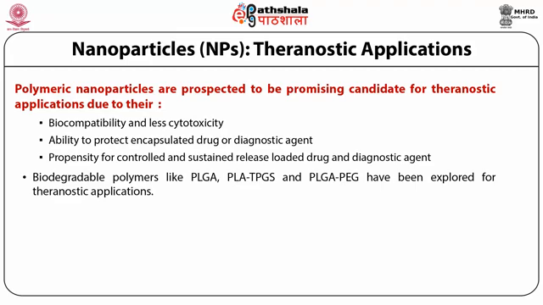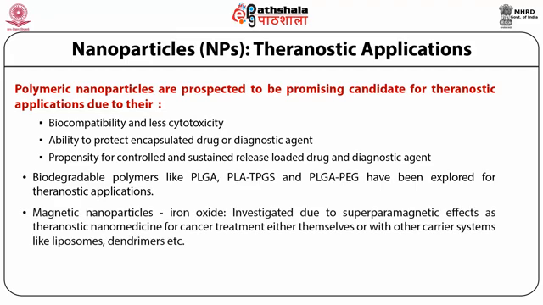The next advancement in this theranostic application is magnetic nanoparticles. As we have discussed previously also, there is magnetic targeting. In this, we apply a magnetic field externally to localize the magnetic nanocarrier to a particular site. And for this we use iron oxide, magnetite or hematite containing the iron oxide.